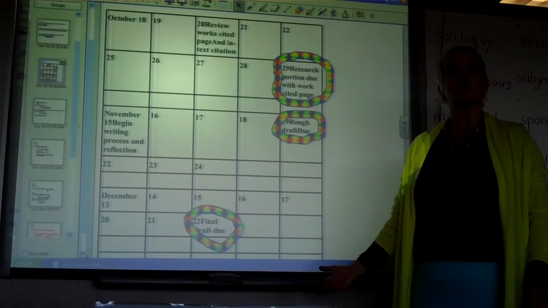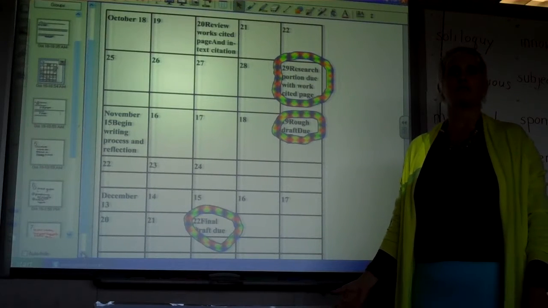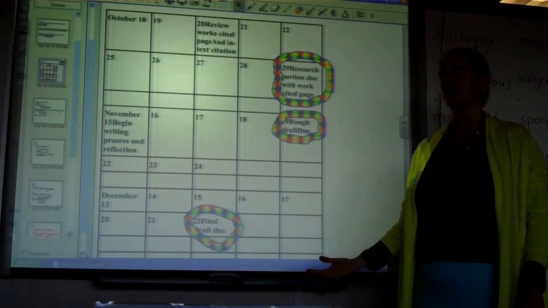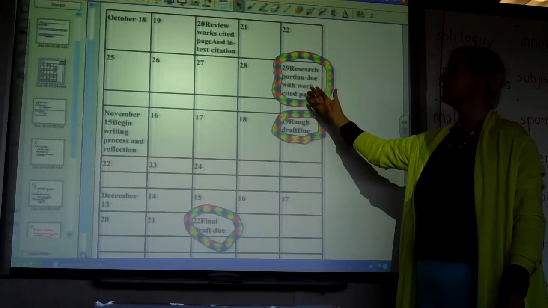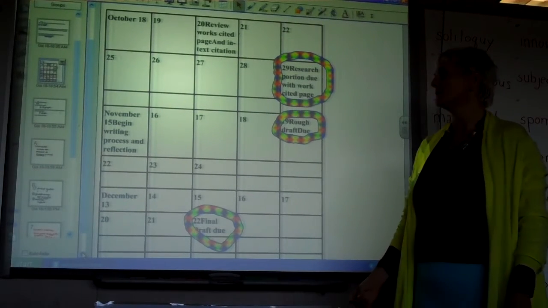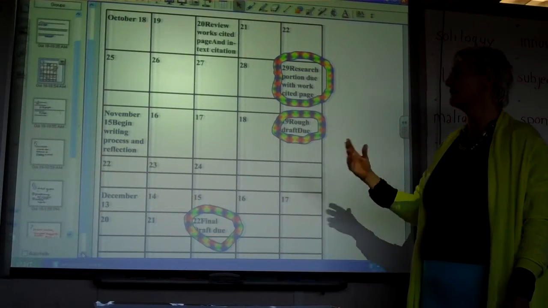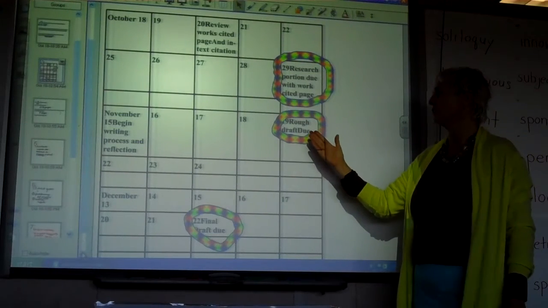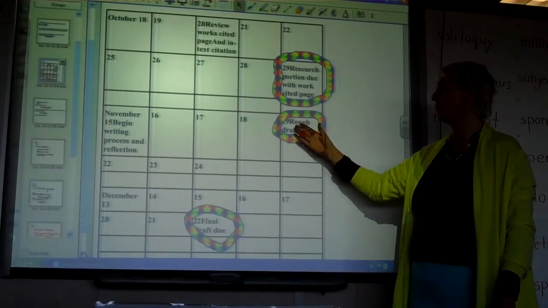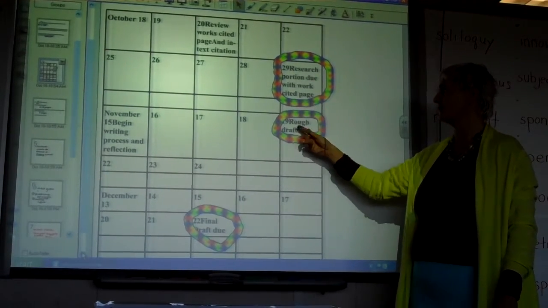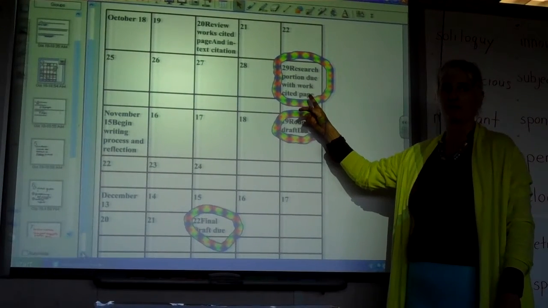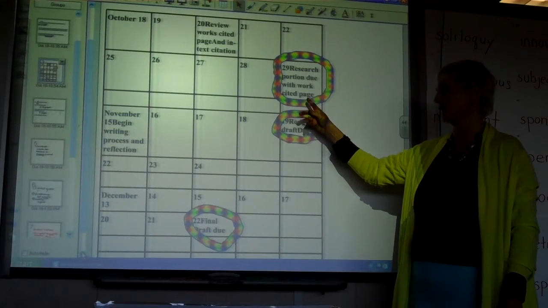This is a reminder of the due dates for your senior project research paper. At the end of these first 2 weeks of writing the paper, on October 29th, your research portion of the paper is due. When we come back for the next cycle, after the first week, your process and reflection need to be written in those 5 days, and your whole rough draft, including your works cited page, is due on the 19th. Your works cited page is due on the 29th, also with your research portion.